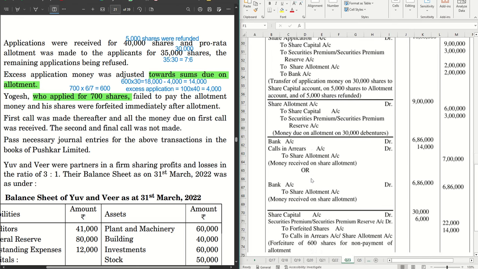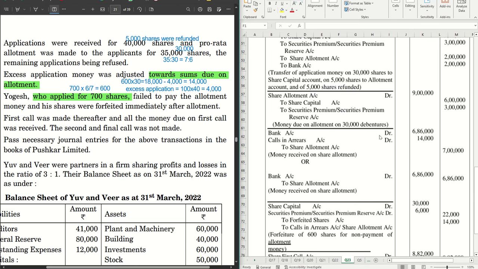So coming to the journal, bank account debit, calls in arrears account debit, to share allotment account, which is money received on share allotment. Now the other entry which is shown here is another way of doing it without using calls in arrears account. In some books you will find this journal as well. However, I would say do the first one because that makes things easy for you. Even during forfeiture, you can use this as your ready reference.